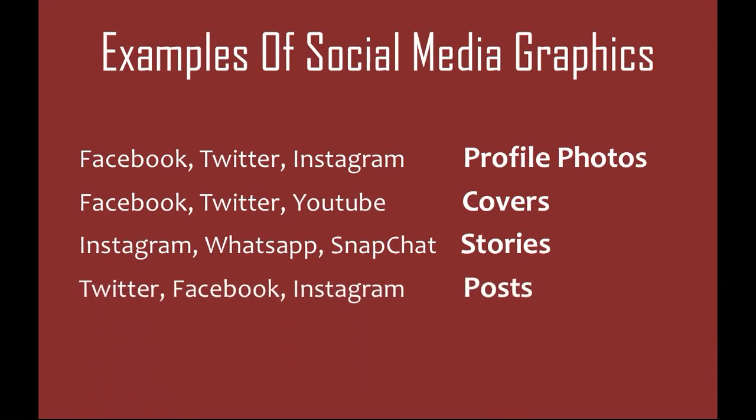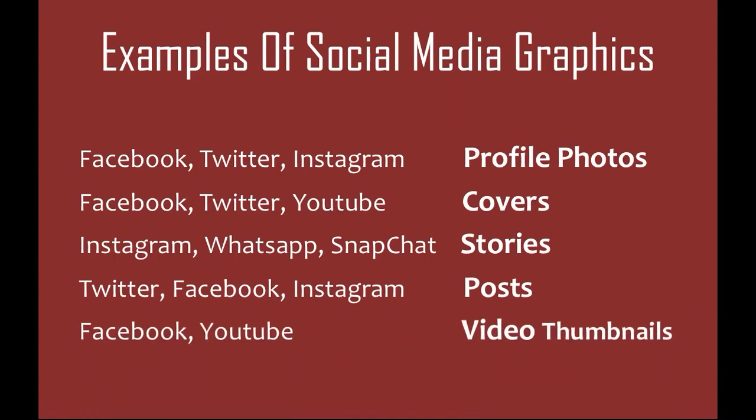Now, Twitter, Facebook, Instagram posts. Now, posts are actually different. Post sizes are different for Twitter, Facebook, and Instagram. On Instagram, you will see all the pictures are mostly square. On Facebook, you will see square pictures, and pictures that are rectangular, in a poster format, in a landscape format. So Facebook posts are different, Twitter posts are different, and Instagram posts are mostly only squares.